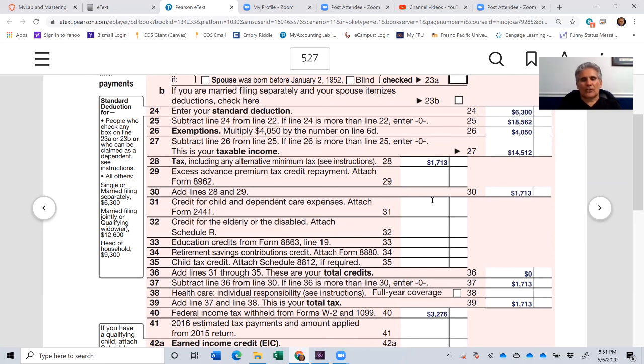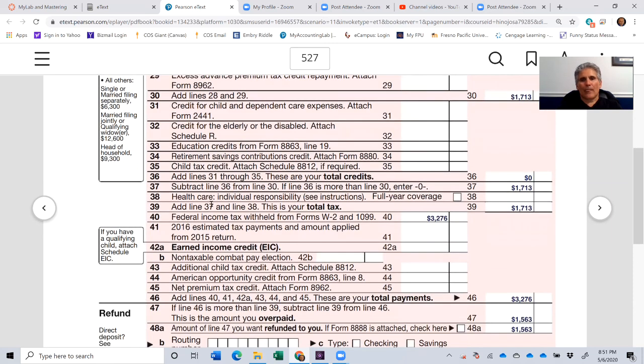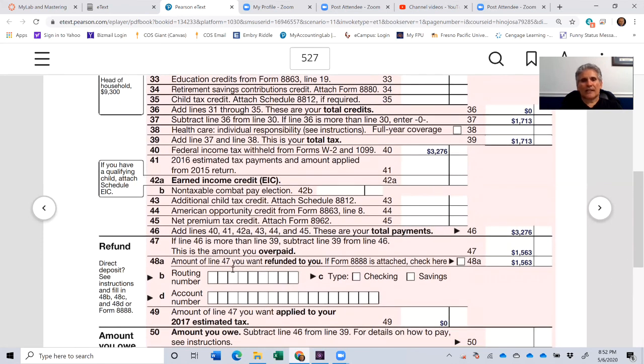And then, if she qualified for any credits, they would be listed here, but it appears she did not. So what she owes so far is $1,713. We look at her W-2, and it shows that she had $3,276 withheld, which is going to work out good for her because she only owed $1,713. So we find the difference between the total payments of $3,276 and the total tax of $1,713. Because she overpaid, she's going to get $1,563 as a refund.